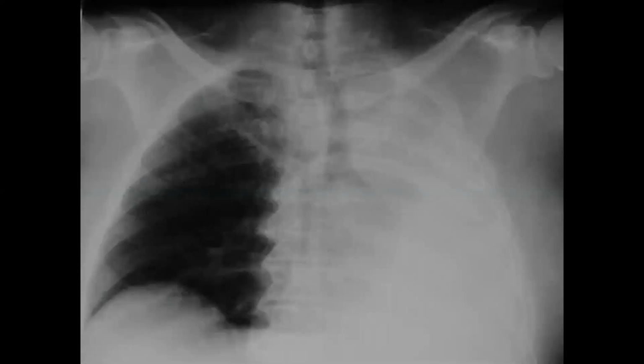So let's look at this. You're able to notice this complete opacification of the left hemithorax, able to see the mediastinum and the contents including the trachea have displaced to which side? To the affected side. There's absence of any lung markings.